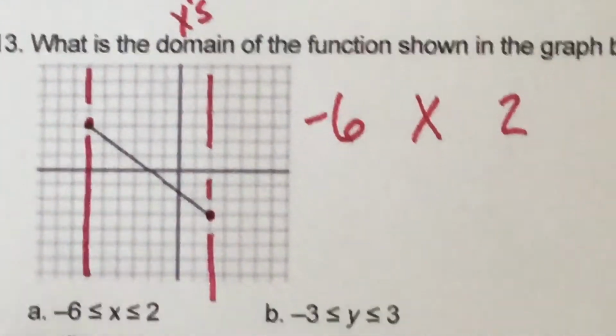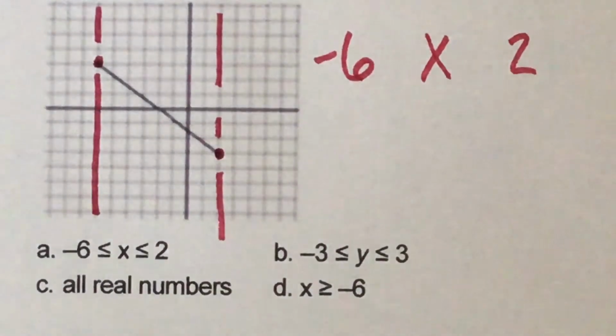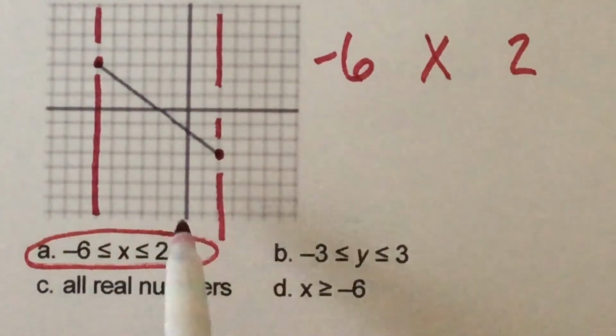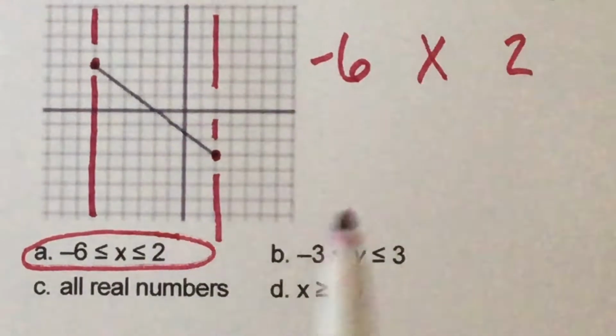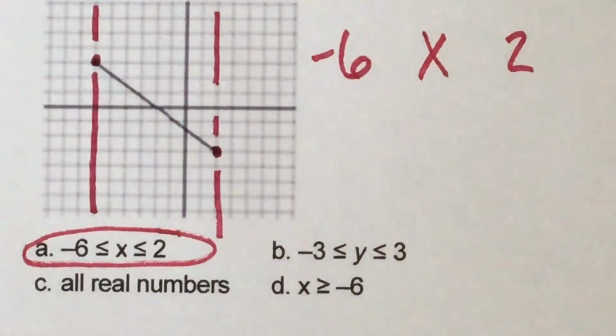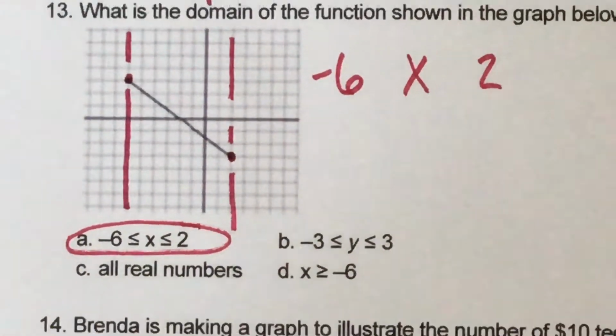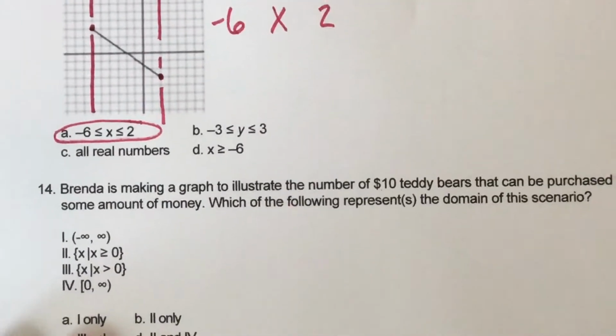If I look for something like that down here, where do you see it? A! The signs will always look like that, and because they're both closed circles, they both get equal signs. Let me unzoom that a little bit.